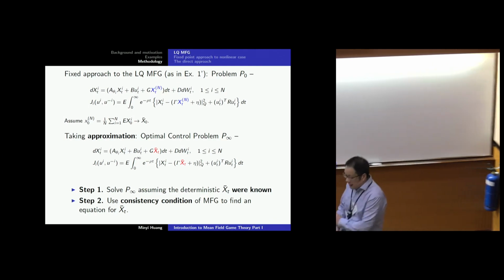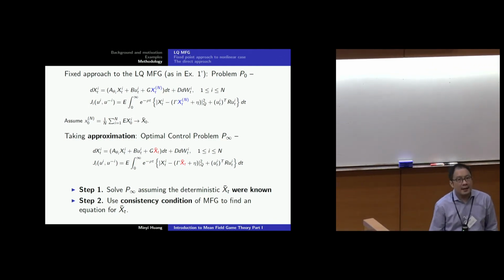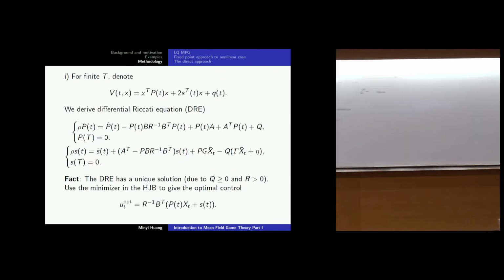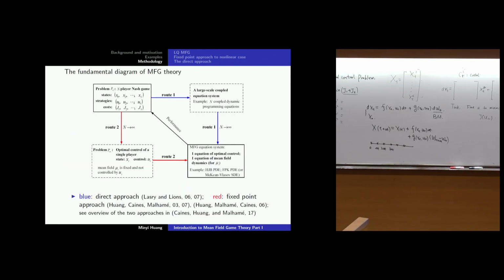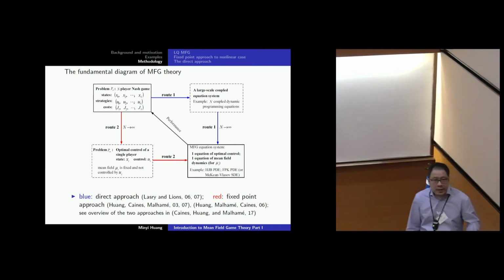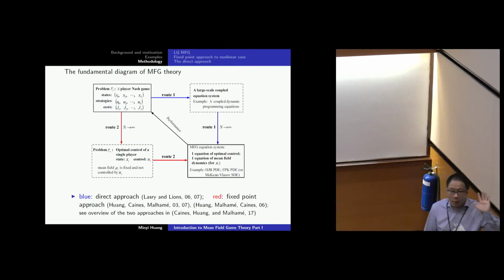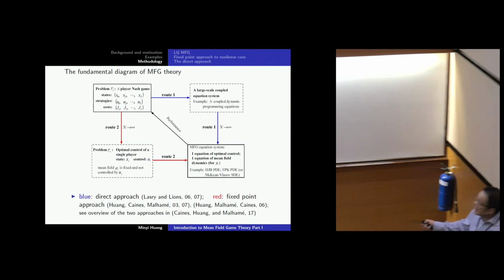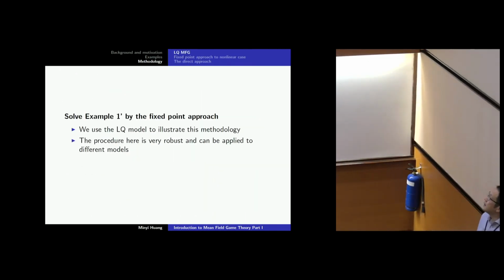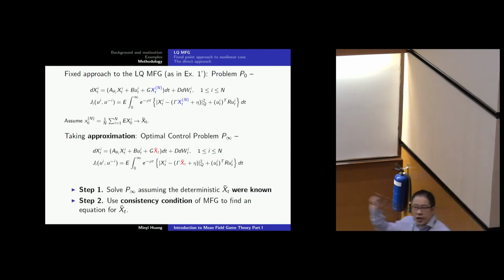So let's check how to do that in order to find a solution for this mean field game. Let's recall the previous fundamental diagram. Along the right route, I said we need to solve a special stochastic optimal control problem by assuming that the mean field were given. There is no game, just stochastic optimal control. Now, let's check how to implement that step.